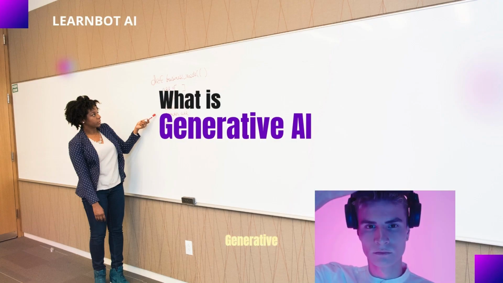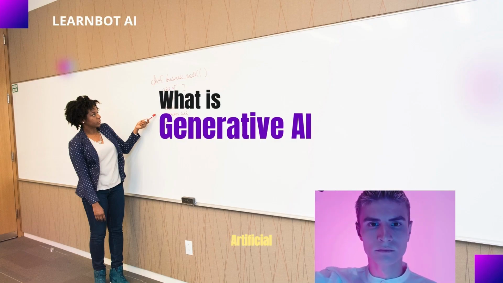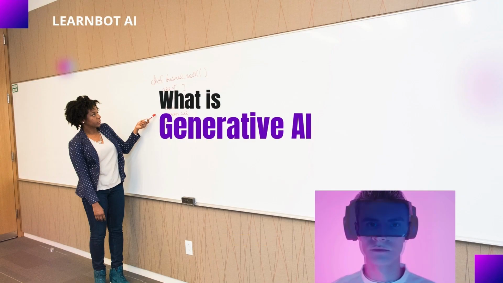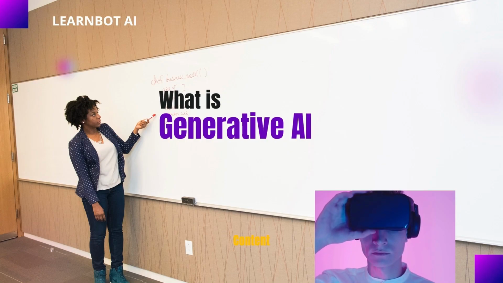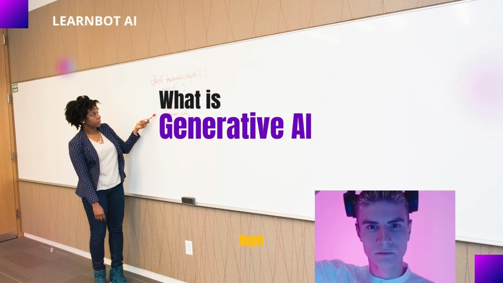Let's recap. Generative AI is a special kind of artificial intelligence that creates images, music, videos, and more. It learns from what it has seen before, then creates brand new content. You can use it too, with the right tools and prompts. We'll get to that soon.